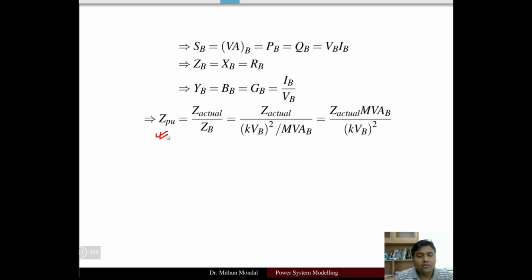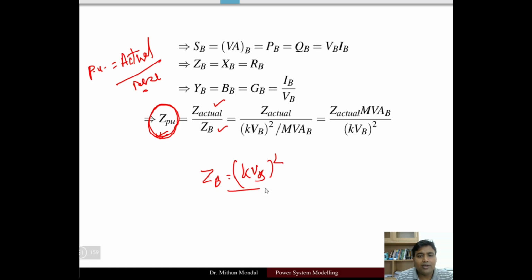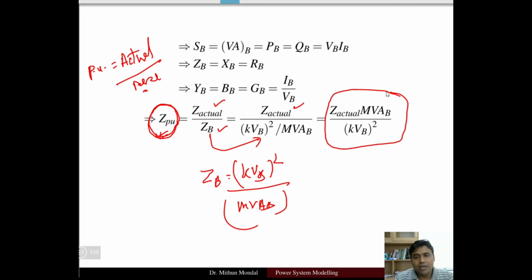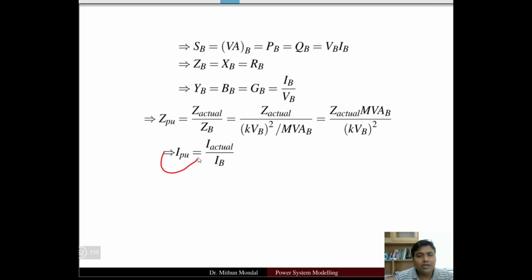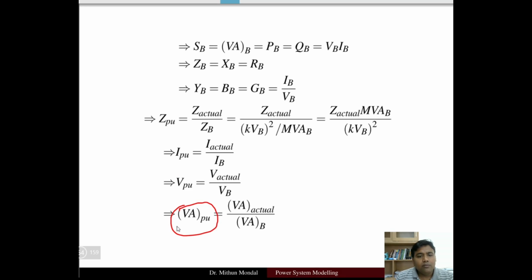Then Z per unit. So we know that the per unit value is equal to the actual value of the quantity divided by the base value. So here the first quantity that we are going to take is the per unit Z value, that is the impedance. So Z actual by Z base, and we know that the Z base is equal to kV base whole square divided by MVA base. So if we substitute this, we get Z per unit equal to Z actual multiplied by MVA base divided by kV base whole square. Now the next quantity, current per unit, is equal to actual current by base current. Per unit value of voltage will be actual voltage by the base voltage. Then the power in per unit system, that is the volt ampere per unit, is the actual value divided by the base value of the power.